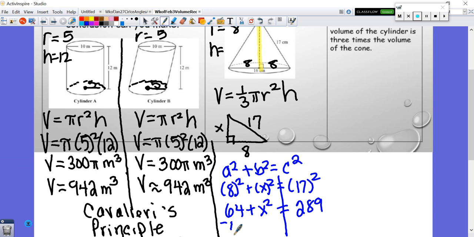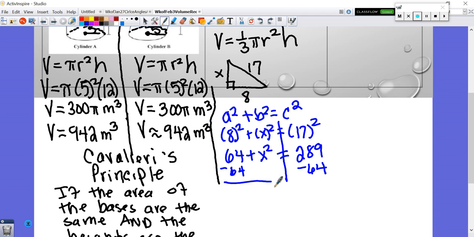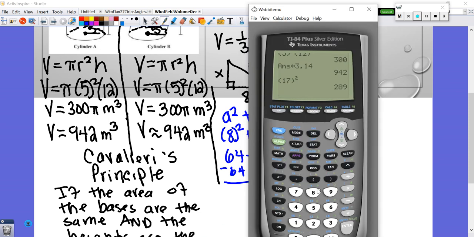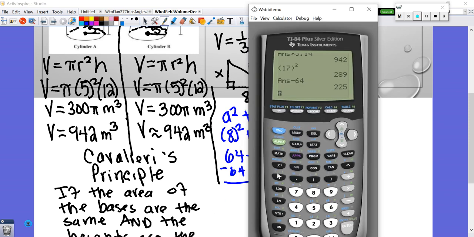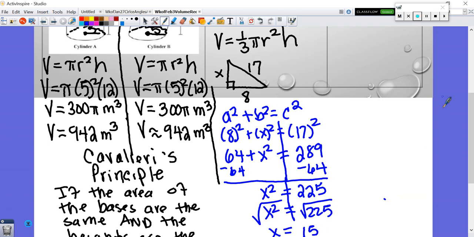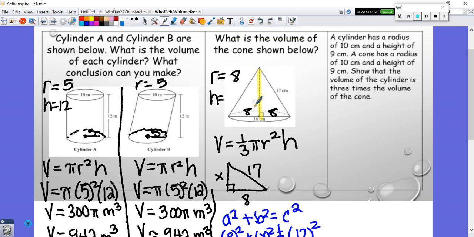Okay, and then minus 64, and we're going to say x squared equals, and let me grab that calculator back, 289 minus 64, 225. So we get x squared equals 225, and we don't want x squared, we want x. So square root of 225, and x equals 15. So we found the height. So we know this height right here is 15, and this is what's going to help me get my volume.